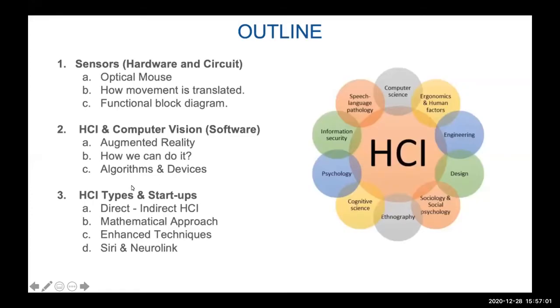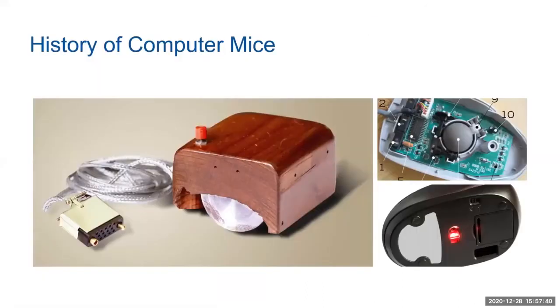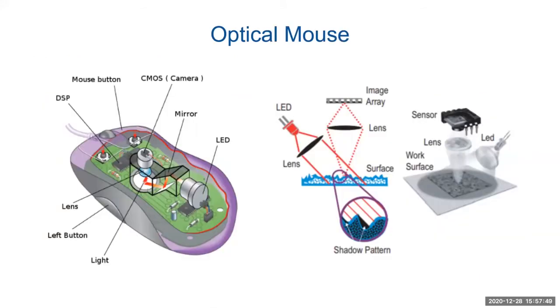I will summarize these techniques and how they can be used in real-life technology in various sectors. The concept of HCI was introduced in the early 1980s, making the interaction between humans and machines massively easier and more efficient. There are many examples of HCIs, like mice, keyboards, different cameras, etc. Here we can see how the mouse has improved until the optical mouse was invented, which I will be talking about. So this is the optical mouse.